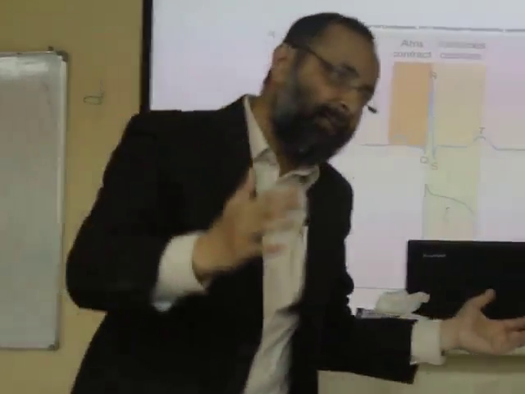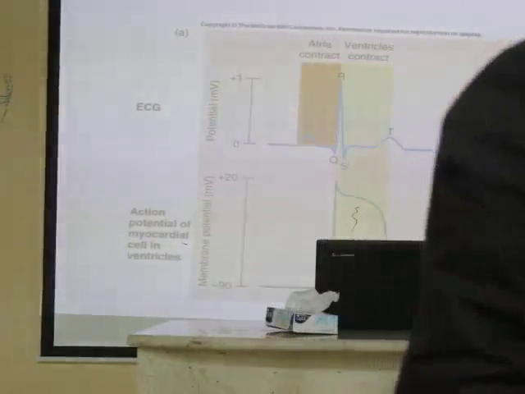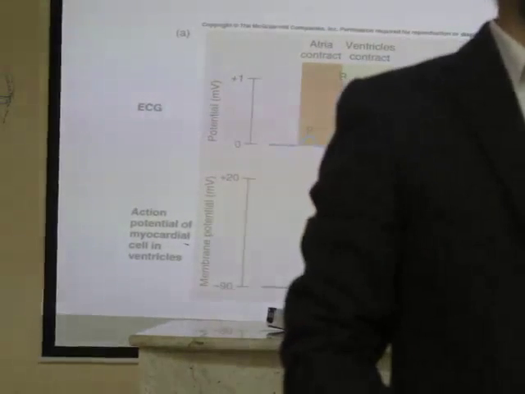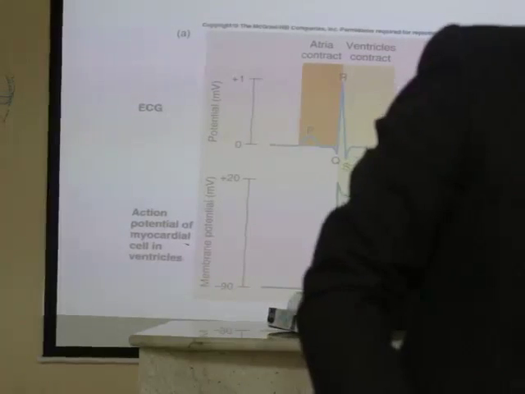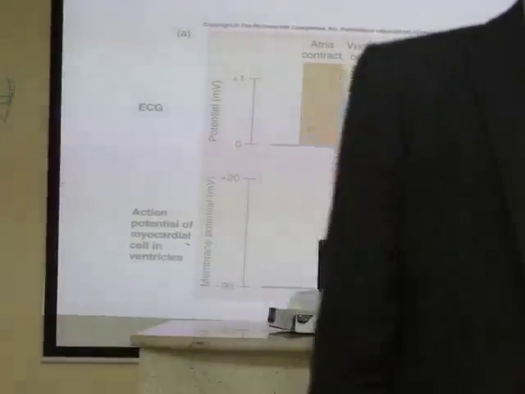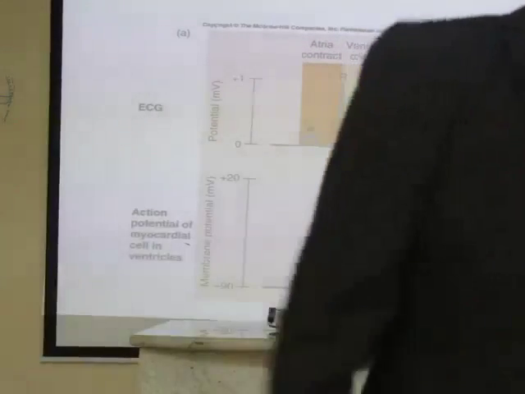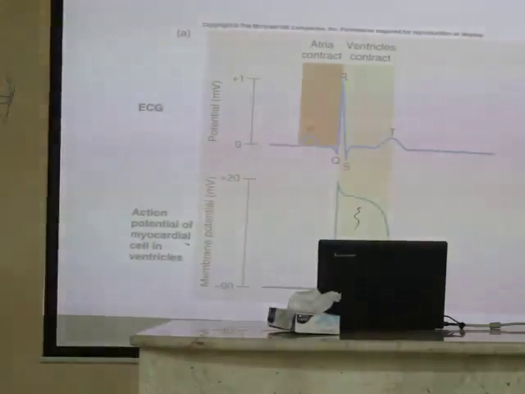So the RR interval is telling you what? A complete cardiac electrical activity. If I say PR interval, atrial electrical activity. If I say QT interval, ventricular activity. If I say RR interval, it's a big interval really. It is covering everything. Did you get that? Yes. Okay, that's clear.